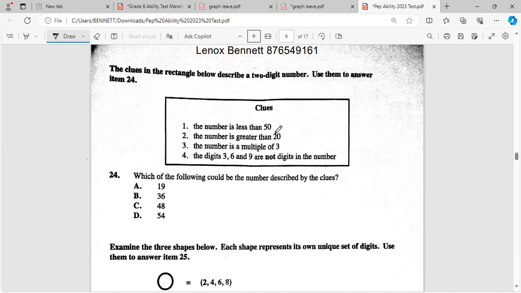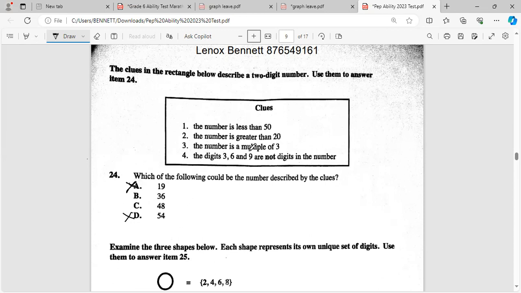Not digits in the number. Because it's less than 50, so we can eliminate this. This is what I want you guys to approach. The number is greater than 20, so we eliminate 19. We know greater than and less than. We know that, right? All right.